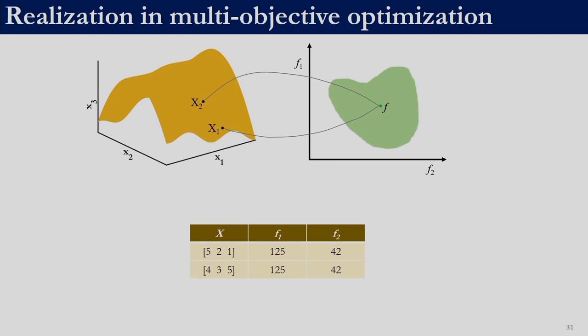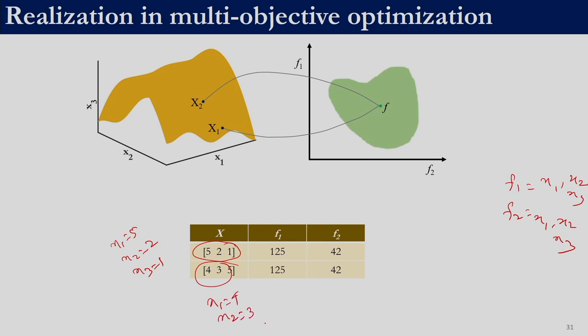Just like we had realizations in single objective optimization, we can have realizations in multiple objective optimization, right? So let's consider two solutions, x1 and x2. And let's say there is some function f1 and f2, which is a relation of x1, x2, x3, and this is also a relation of x1, x2, x3, right? So here if we see, if these two solutions are different, right? Here it means x1 is 5, x2 is 2, x3 is 1, right? So over here it indicates x1 is 4, x2 is 3 and x3 is 5, right?